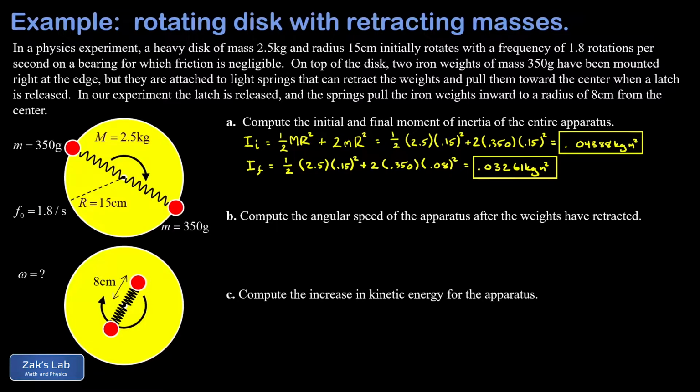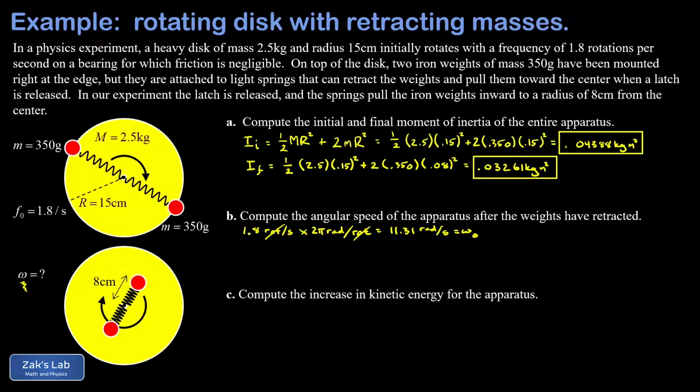Now, as that moment of inertia decreases, the angular speed is going to increase because the total angular momentum needs to be conserved. And that's what we address in part B. I want the final angular speed of the apparatus. Well, the initial angular speed was given to us as a frequency, in other words, rotations per second. And I need to convert that to radians per second so I have the proper units on my final answer. So I have 1.8 rotations per second. I'm going to multiply that by 2 pi radians per rotation. Just doing a little unit analysis here. The rotations cancel and I'll get radians per second. In other words, a proper angular velocity. This gives me 11.31 radians per second for the initial angular velocity.